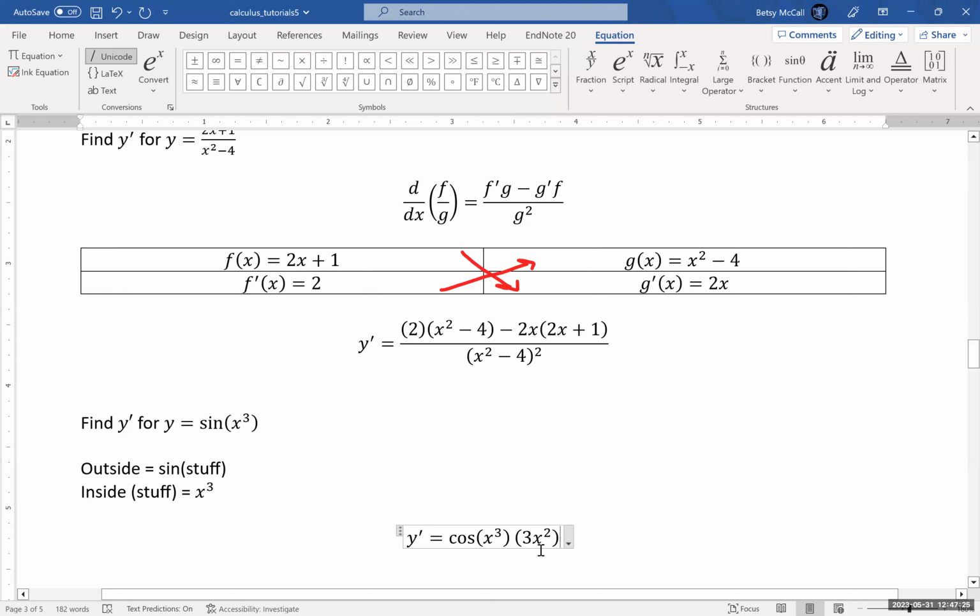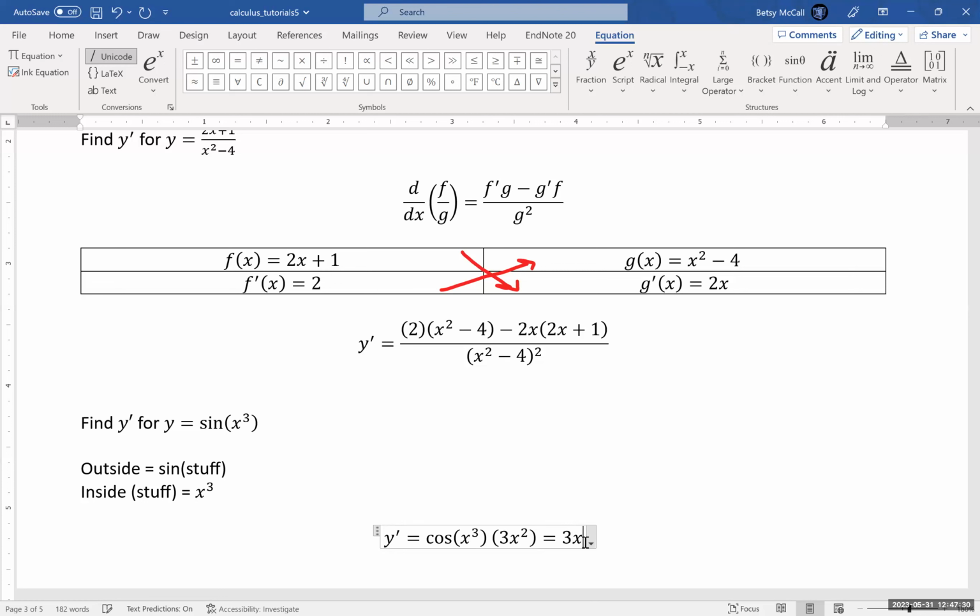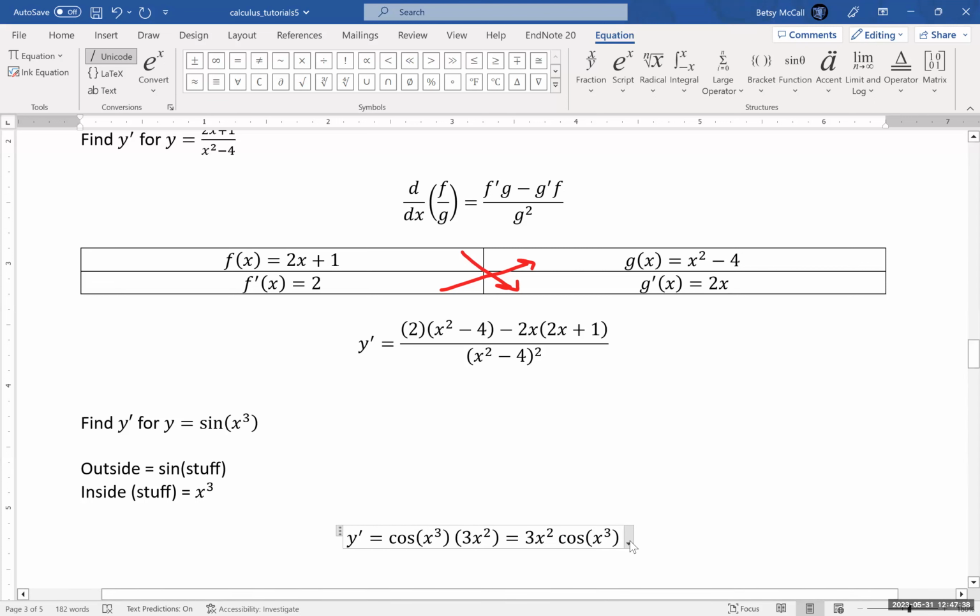And in that context, if we rearrange this in a more traditional configuration, we end up with 3x squared cosine x cubed. And again, the important thing to keep in mind here is that this inside piece does not change until you multiply it on the outside. It does not change inside the function. This doesn't become cosine of 3x squared, it's cosine of x cubed times 3x squared.